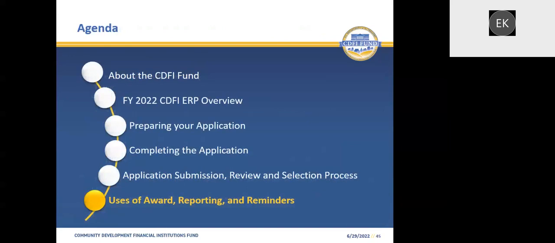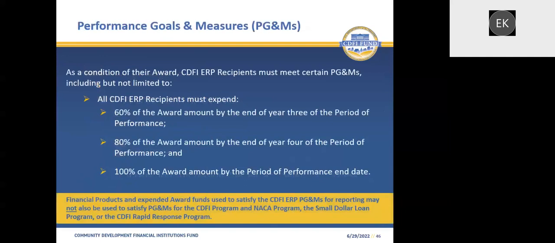The next item on our agenda is the final item, uses of award, reporting, and reminders. Performance goals and measures. As a condition of their award, CDFI ERP recipients must meet certain PG&Ms, including but not limited to, all CDFI ERP recipients must expend 60% of the award amount by the end of year 3 of the period of performance, 80% of the award amount by the end of year 4, and 100% of the award amount by the period of performance end date.